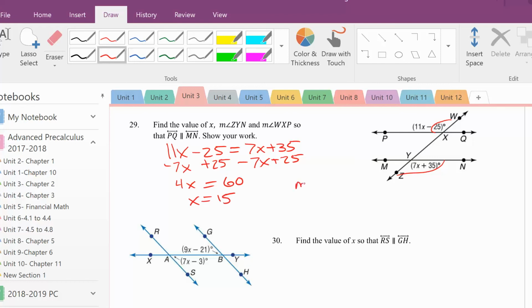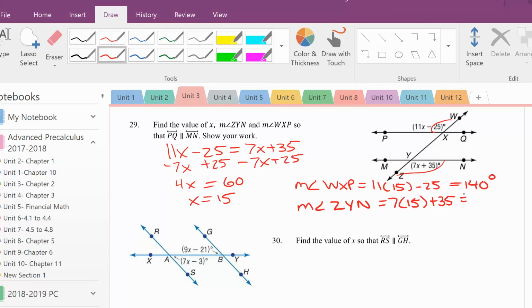And then the measure of angle WXP, well, 165 minus 25 gives you 140. And then the measure of angle ZYN, 7 times 15 plus 35, that's 105 plus 35, which is also 140. So there you go.